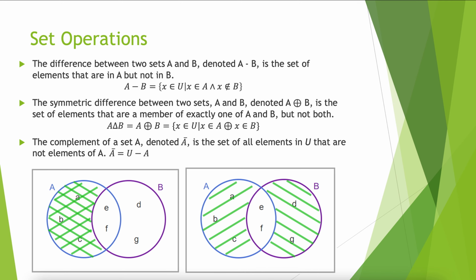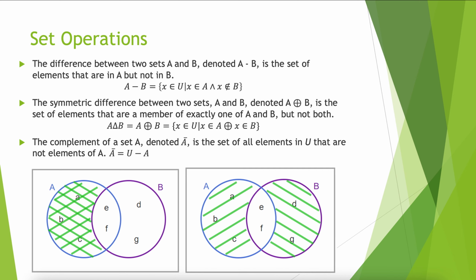Now you have a difference between the two sets A and B. It's denoted with a negative sign or a hyphen, and it's the set of elements that are in A but not in B. So A minus B, or the difference between A and B, is represented by that. So you have two sets basically. Everything that's a part of this equation becomes what's active. The symmetric difference between two sets is denoted by basically that symbol. It's the set of elements that are a member of exactly one of A and B but not both.